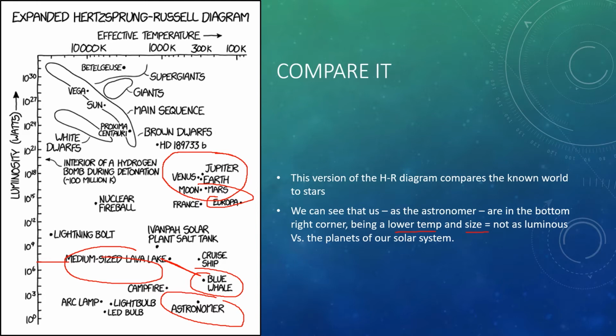And then we have our main sequence up here, brown dwarfs, white dwarfs, and then this is essentially our HR diagram that we see every time we look at one. Fun stuff. I like how nuclear fireballs are on here too. They're about as luminous as France.